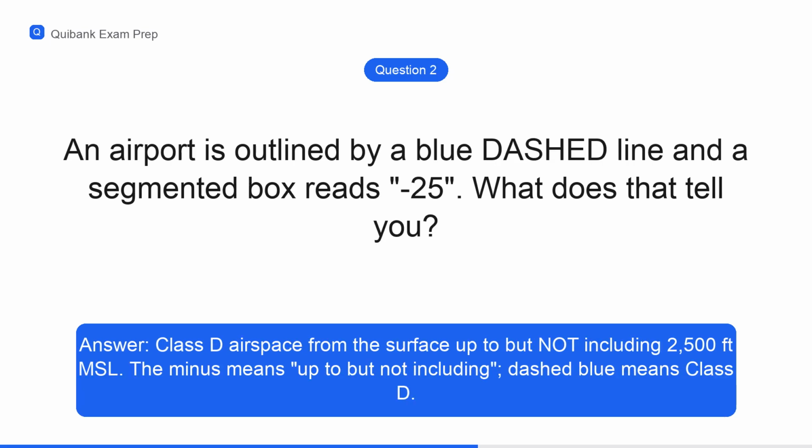Second, still airspace. An airport is outlined by a blue dashed line, and a nearby segmented box reads -25. What does that tell you? Class D airspace extending from the surface up to, but not including 2,500 feet above sea level. The minus sign means up to but not including. Dashed blue is Class D. Learn the line styles and colors as a set.